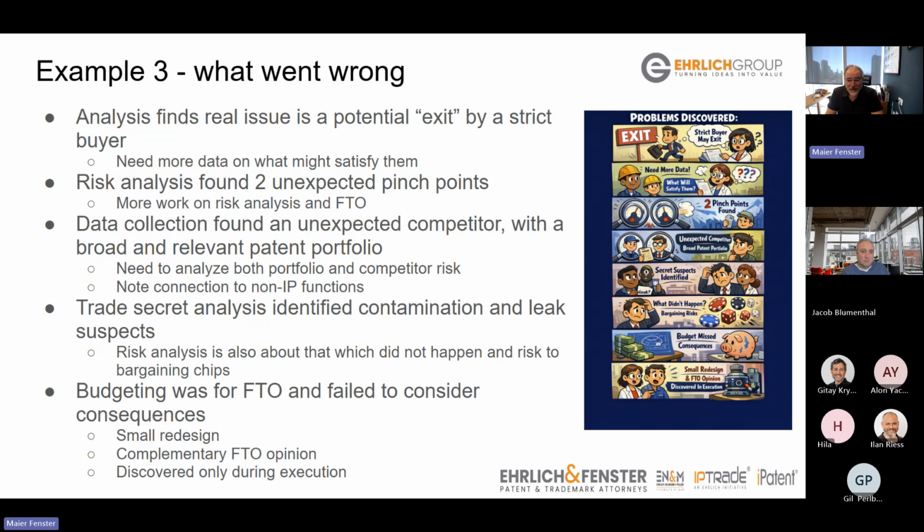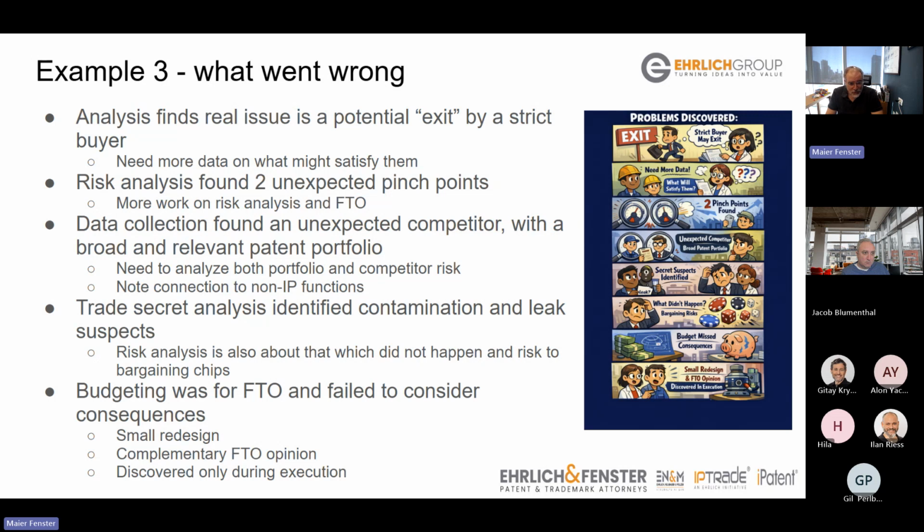While you're collecting data, you find competitors that you didn't know about. This competitor has a patent portfolio. Now we have two questions to ask. One, what about the patents? And two, what about the competition? What about the competitor himself? Is the competitor himself a risk? Will they do business moves against you?